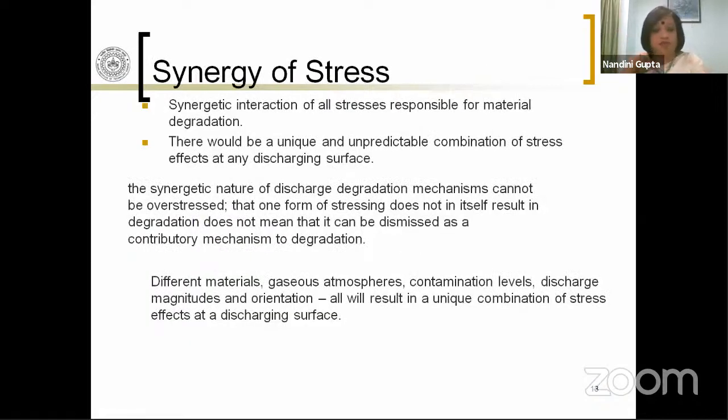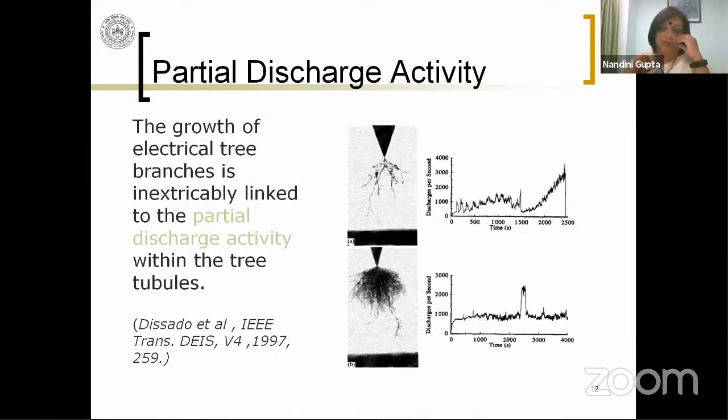Now, what I'm going to do is, in our laboratory, we were able to observe this PD happening in tree channels, and we could actually see these tree channels growing in size. These tree channels growing in size because of PD activity taking place.